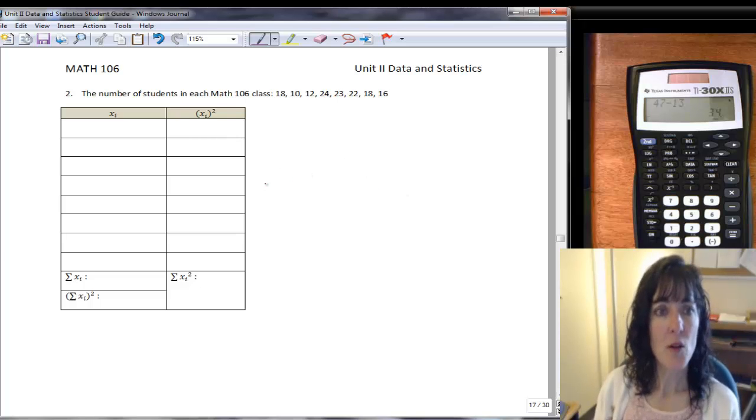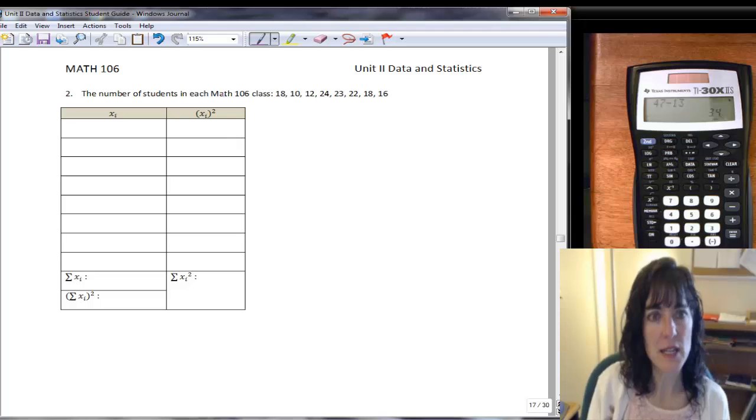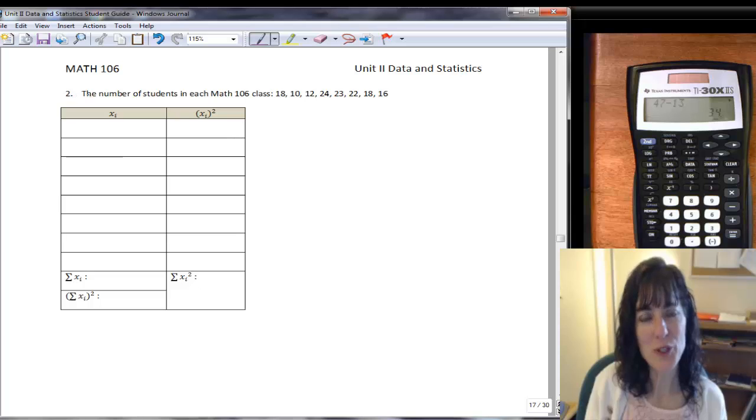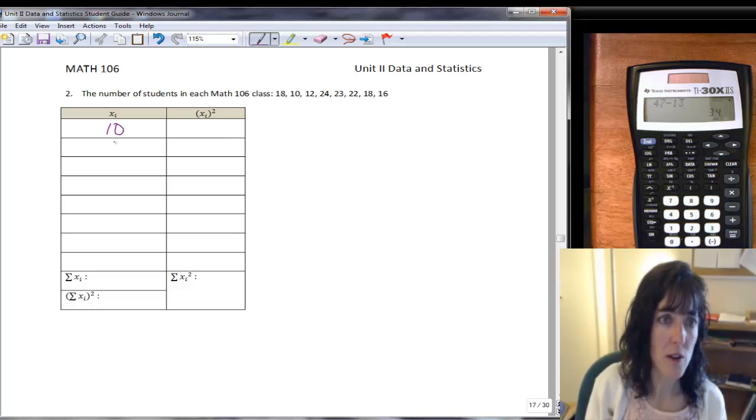All right. For problem number 2, the number of students in each Math 106 class, and there's the numbers for each class. I want to go ahead and put those in order so that it's a little bit easier for me to do the mean, median, and mode. And so I'm looking at the numbers. I have 10, looks like it's my smallest. So I can go ahead and mark that one off. 12, mark that one off. And then I see I have a 16 and 2 18s, so I'll put those next.